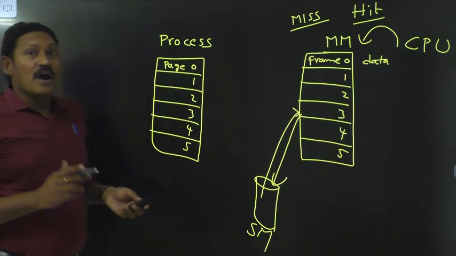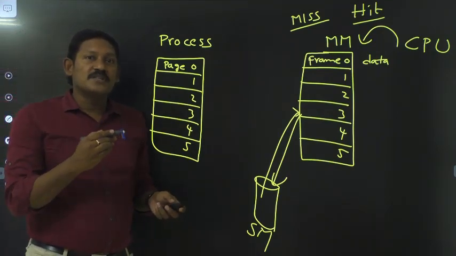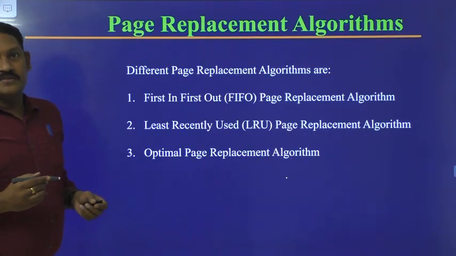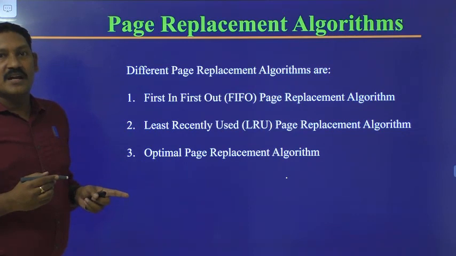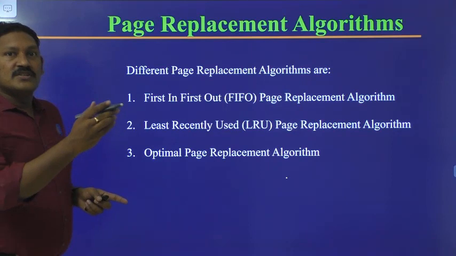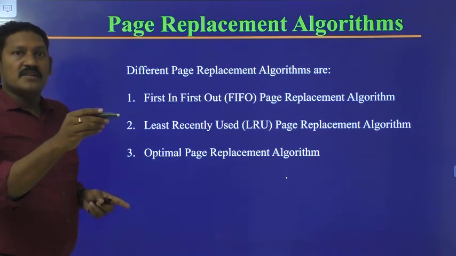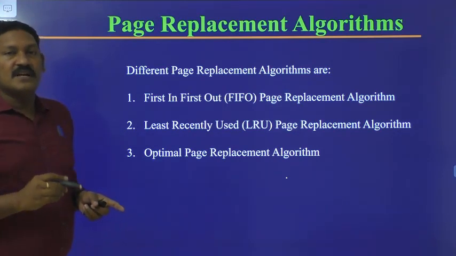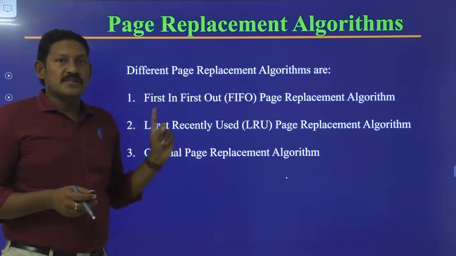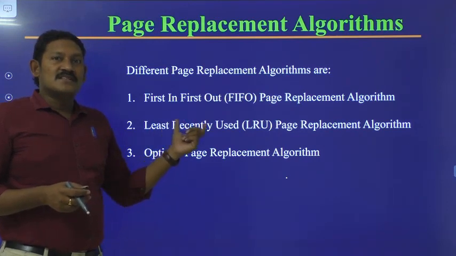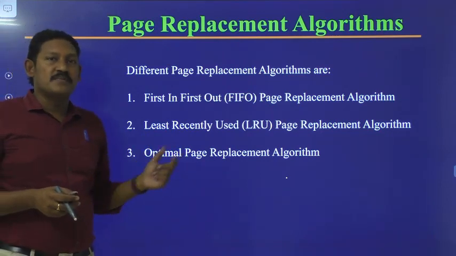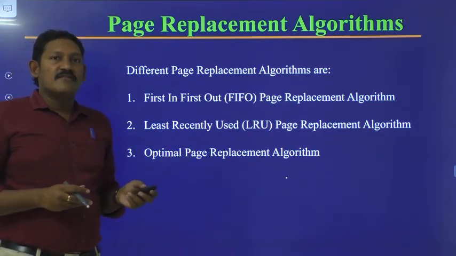So what strategies are we going to follow? For that we have different page replacement algorithms. These algorithms are nothing but giving way, so a new page is substituted in place of the existing one which is to be replaced. For that we have 3 different algorithms: FIFO, first in first out page replacement; LRU, least recently used page replacement; and last but not least, optimal page replacement. We will see these one by one.